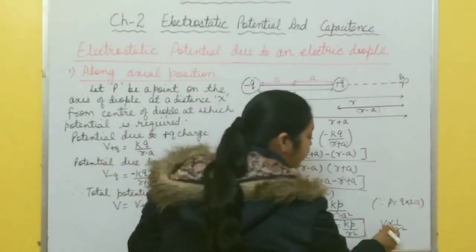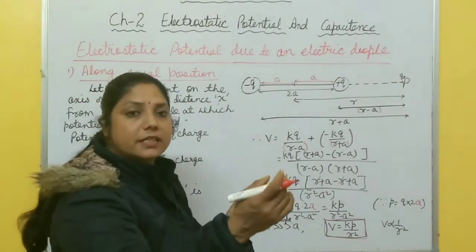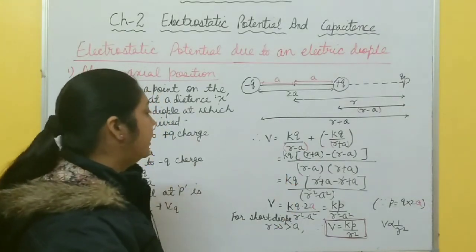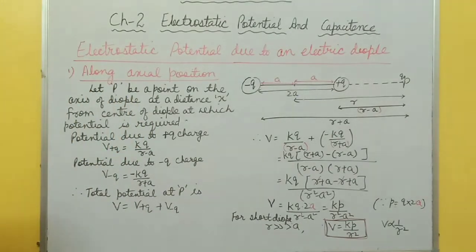It's clear that V is inversely proportional to r square. As the distance increases, the potential decreases with the square of that distance, right? In this way, you find the electrostatic potential along the axial position of an electric dipole.